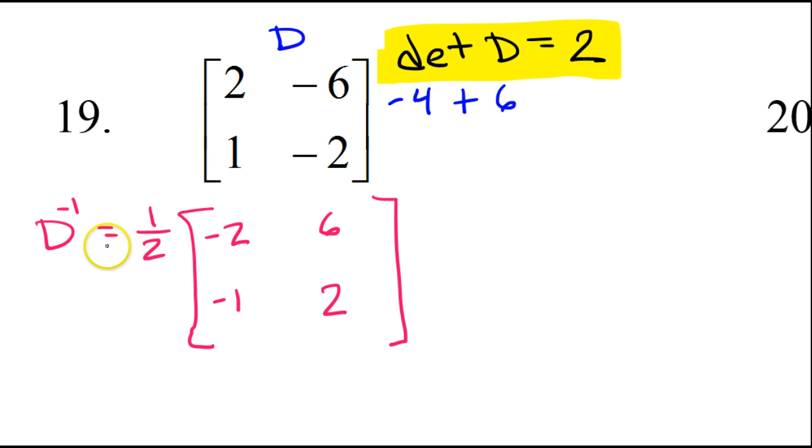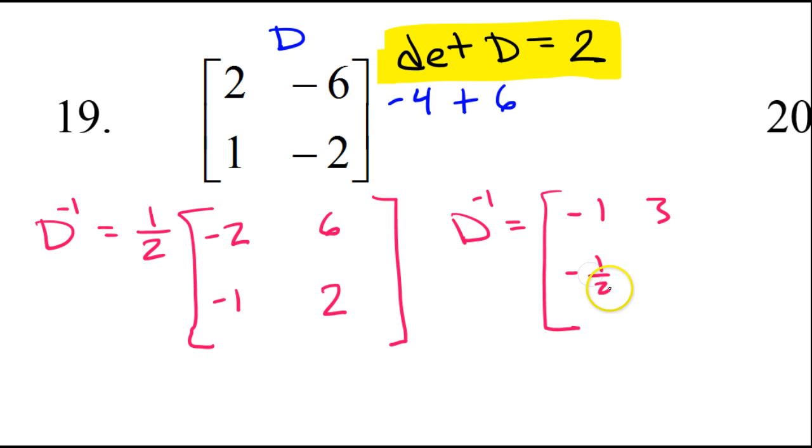So that's it. All I have to do is multiply by the scalar, and I'm done. So D inverse should equal 1/2 times -2 is -1. 1/2 times 6 is 3. 1/2 times -1 is -1/2. 1/2 times 2 is 1.